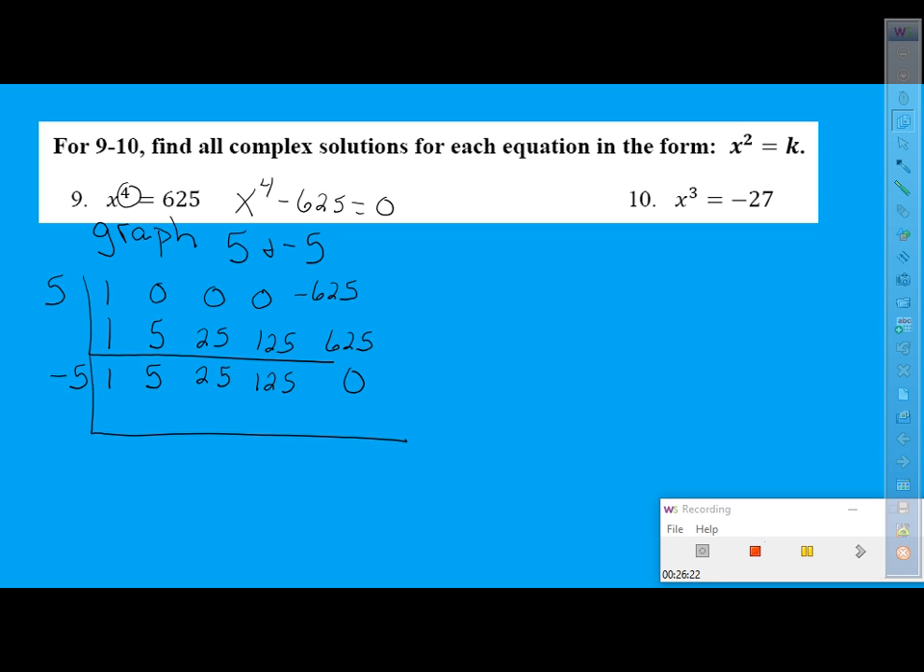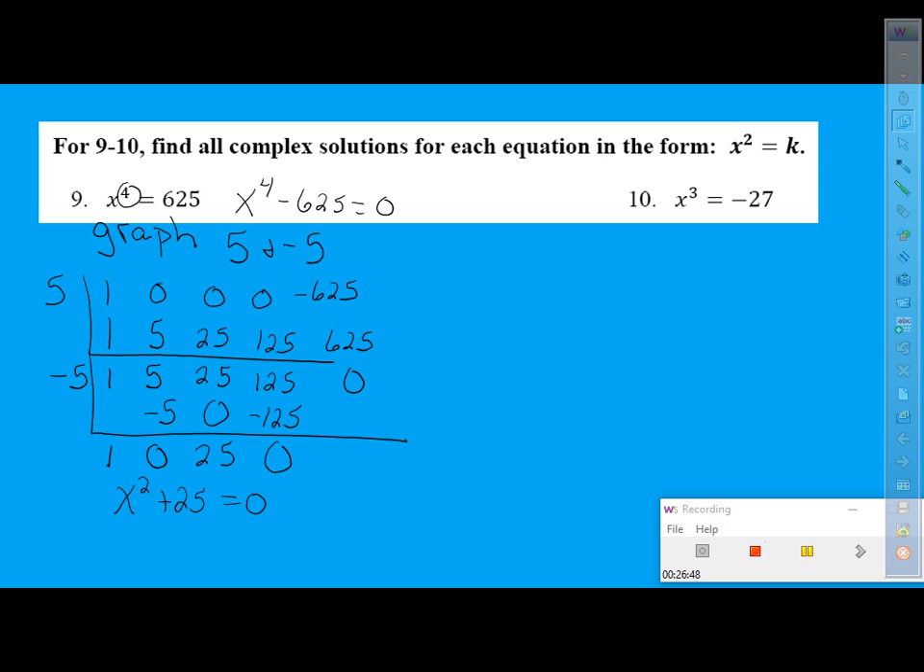Now come in and use negative 5. Drop this 1. Negative 5 times 1 is negative 5, makes a 0. Negative 5 times 0 is 0. Add them up. Negative 5 times 25 is negative 125. Add them up and get 0. Look at what you're left with now: x squared plus 25 equals 0.